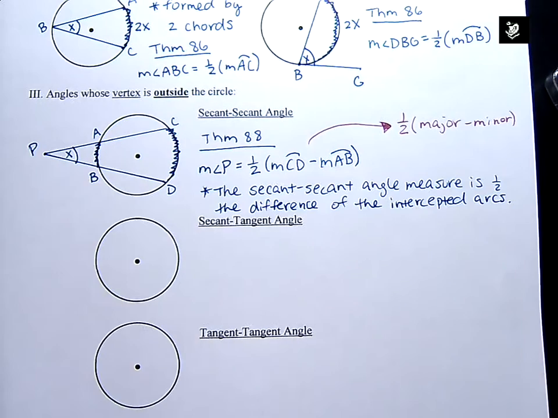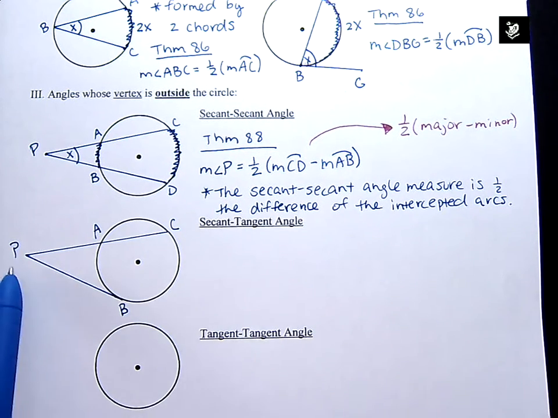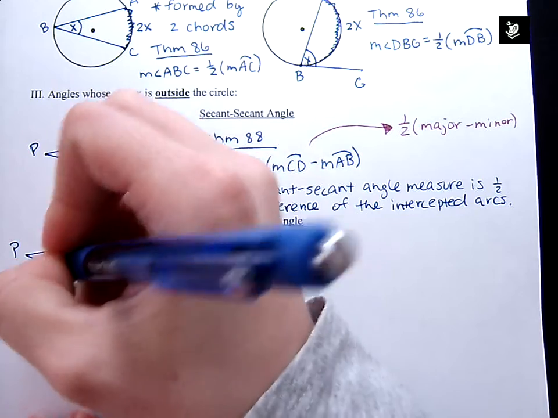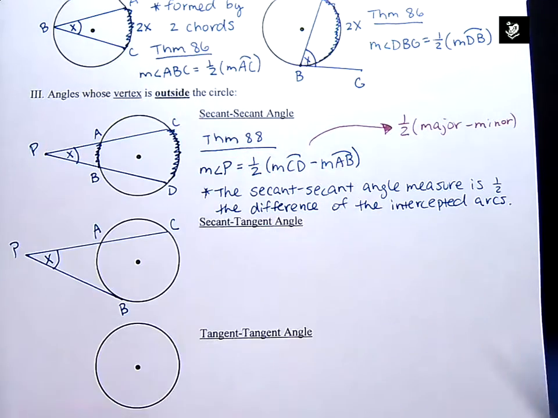Okay? So if you want to write out Theorem 88, the secant angle measure is half the difference of the intercepted arcs. But that's going to apply to our secant tangent angle as well. So I've got my secant, PC, and I've got my tangent, PB. B is the point of tangency. I know that the angle outside is going to be right here.